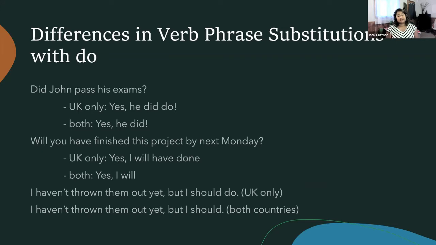So again, differences in the verb phrase substitutions. Did John pass his exams? In the UK only, yes, he did do. That is very uncommon or could get interpreted as incorrect. But in both countries, they say, yes, he did. Will you have finished this project by next Monday? Yes, I will have done. Yes, I will. To me, when I hear, yes, I will have done, it just kind of sounds unfamiliar, like I have to work to understand what the person's trying to say.